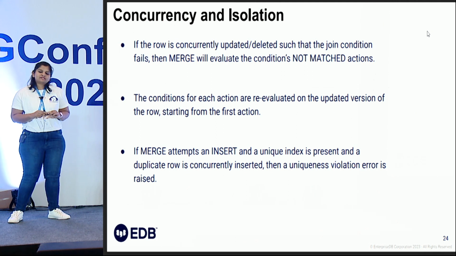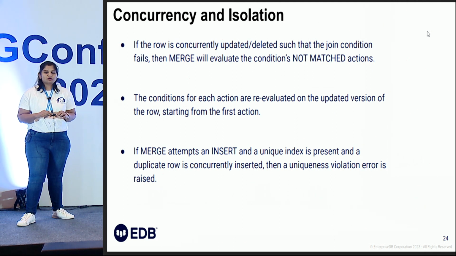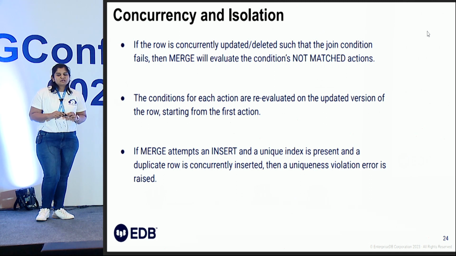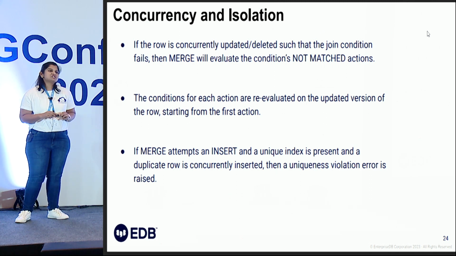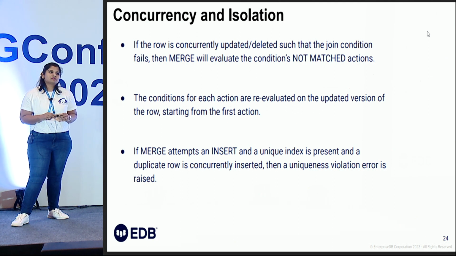Now coming to insert. Assume a target table has a unique index configured on it, and merge tries to insert a record and the same value is concurrently inserted. Then merge throws a uniqueness violation error. It says that a duplicate key already exists and it comes out of the insertion.